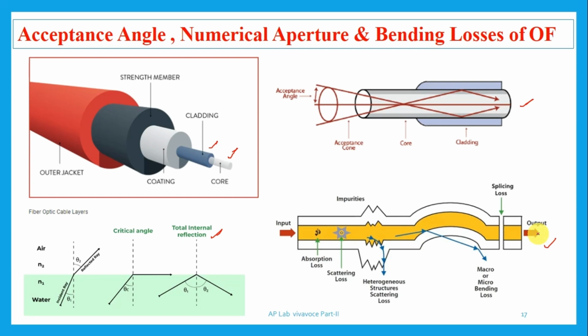What are the chances of signal loss and all other things we will see in bending losses, especially micro bending and macro bending. Then other things are there: scattering, absorption losses, splicing loss. So we will see what are the possible questions from here.